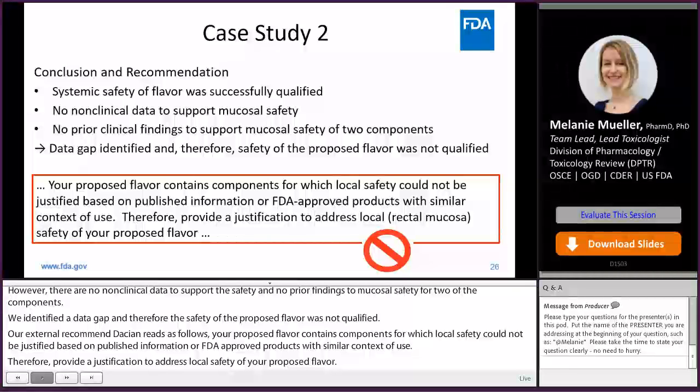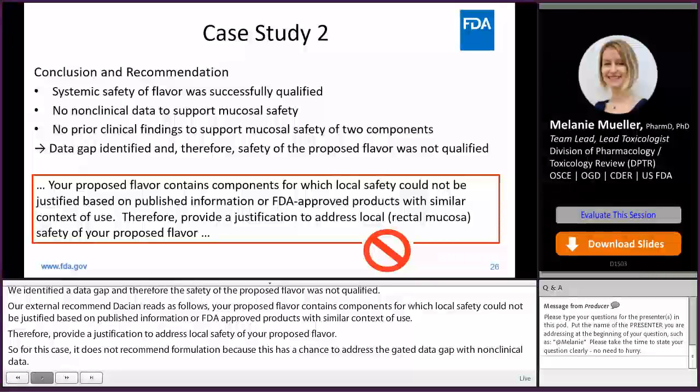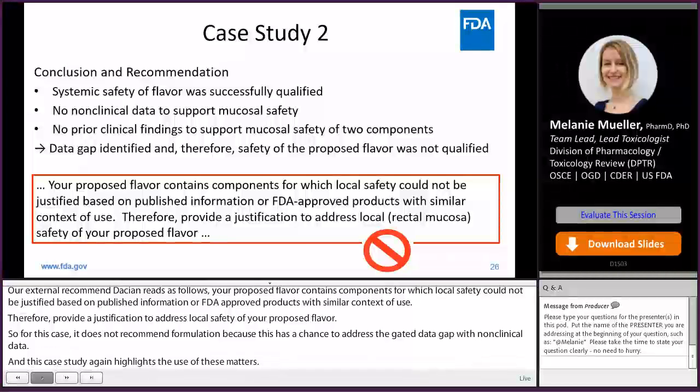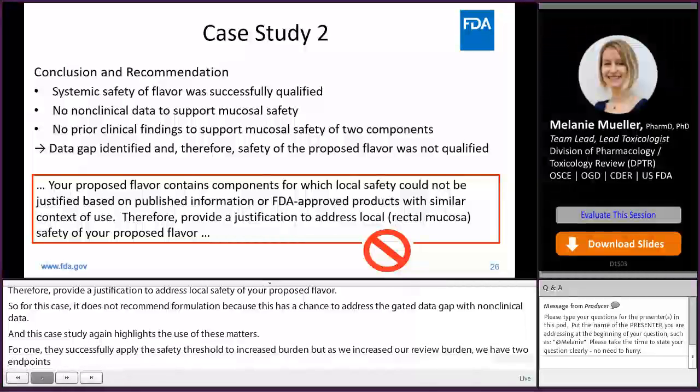And this case study again highlights how the context of use matters. For one, we successfully applied a safety threshold to decrease the review burden, but we also increased our review burden because now we had 2 main endpoints to assess, systemic safety and mucosal safety. And again, you see how the complexity of these flavor additives and proprietary nature can cause some challenges to applicants and FDA.